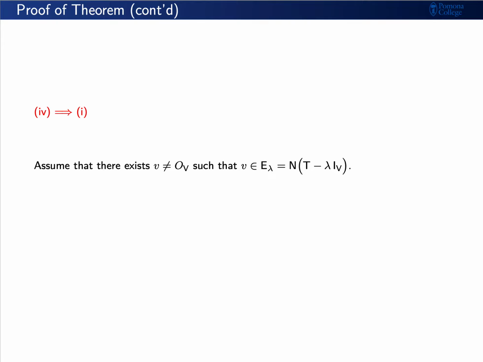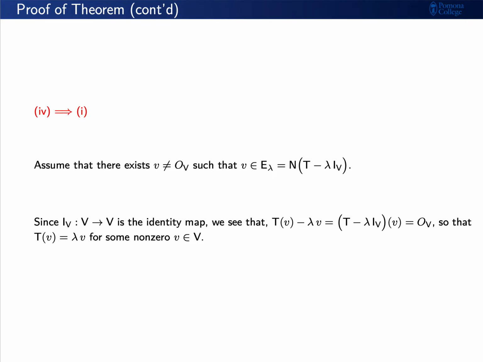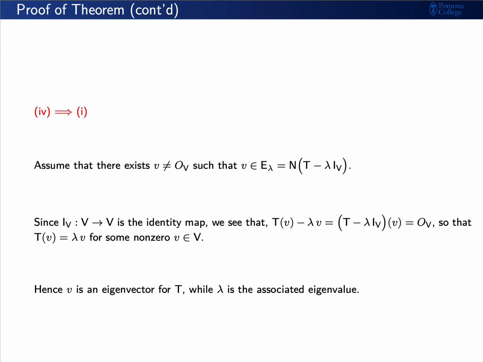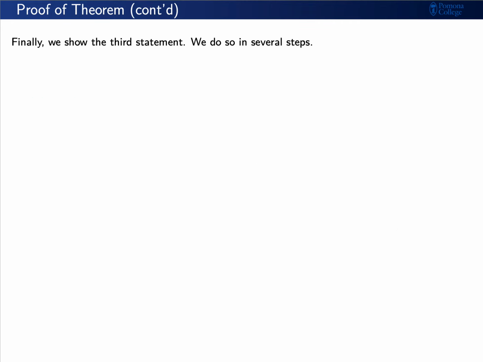Finally, let's assume that there's a non-zero vector, lowercase v, that exists in the null space of the linear transformation T minus lambda I_V. As mentioned before, this is really the same thing as saying that lowercase v is an eigenvector of the transformation T. But because v is an eigenvector, we do see from this equation that lambda is the associated eigenvalue. Finally, we'll show the third statement.